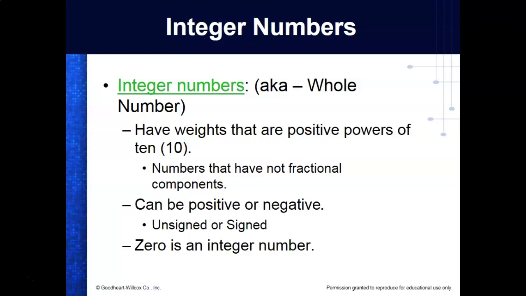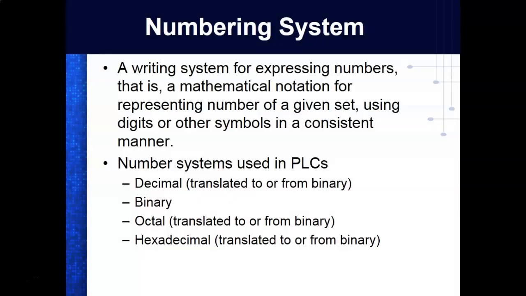So there are two types of integers we have in PLCs. We have what we call an unsigned integer, which is always assumed positive. And then we have a signed integer, which could be either a positive or negative number. And this is going to determine the range that's available to us. And we're going to have to learn that, guys.